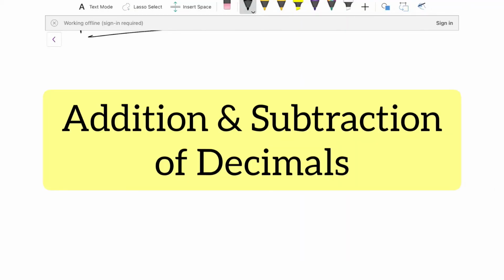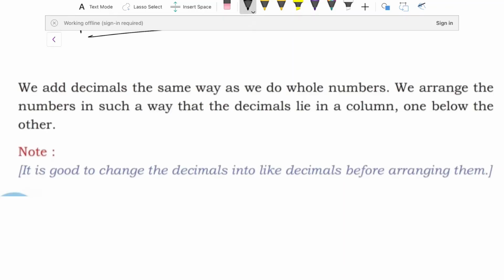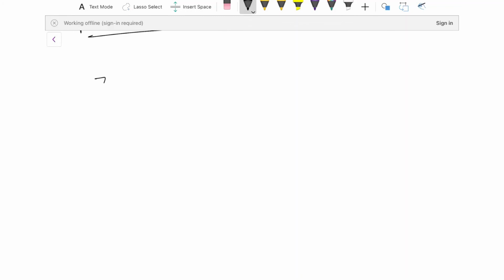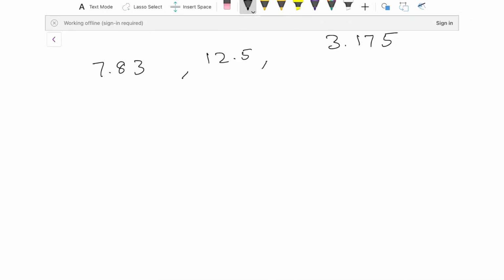Now let's look at addition and subtraction of decimals. Let's start with addition of decimals. Now we add decimals the same way as we do whole numbers. The process is the same. You have to arrange the numbers in such a way that the decimals lie in a column, one below the other. Let's take an example. How do we add 7.83, 12.5 and 3.175?